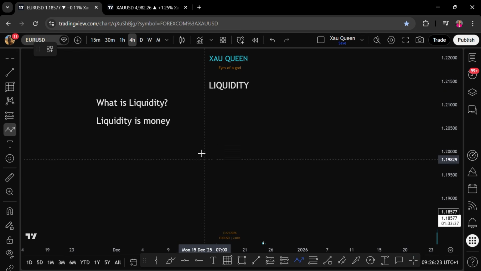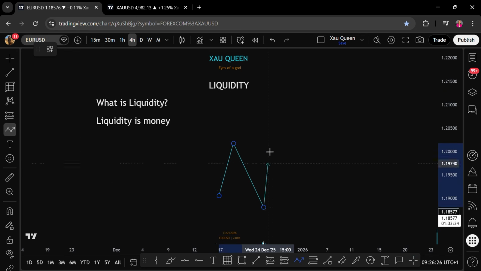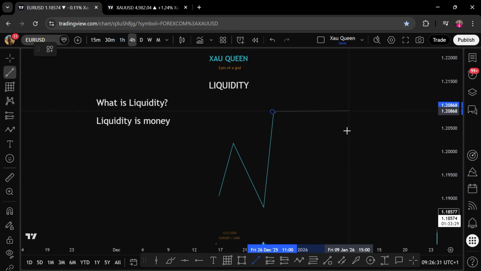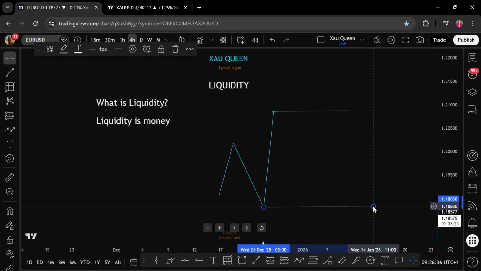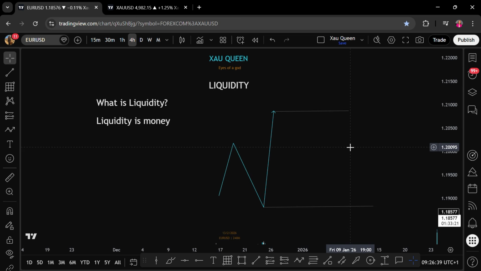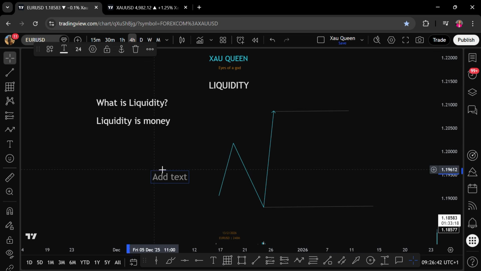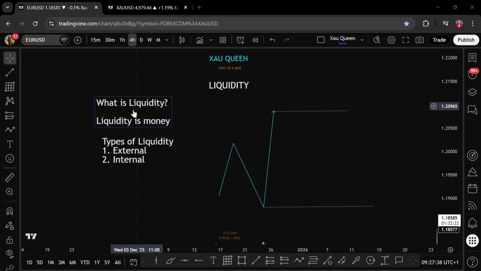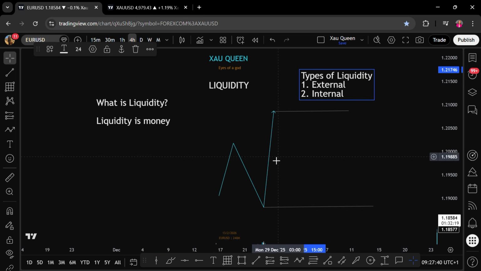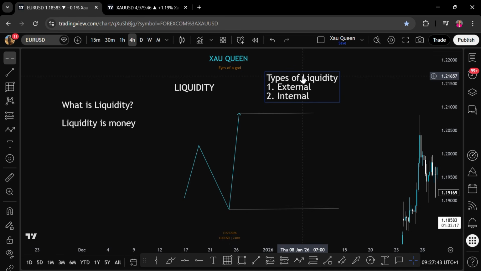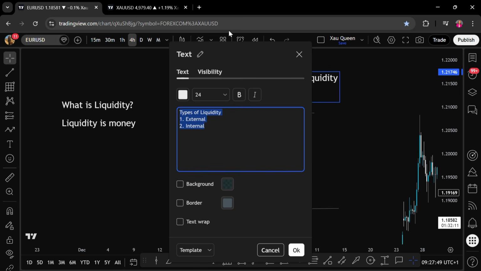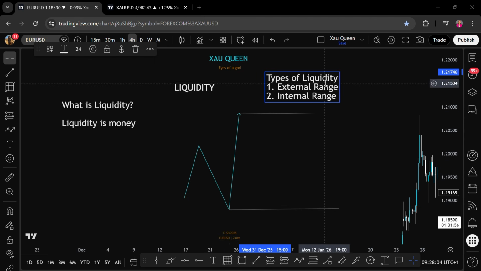Now, remember that in our last lesson, we learnt about swing highs, which is this high, and our swing low. This is swing high, this is swing low. Now, when it comes to liquidity, we have basically two types. Just as we had external structure and internal structure, we also have external range liquidity and internal range liquidity.